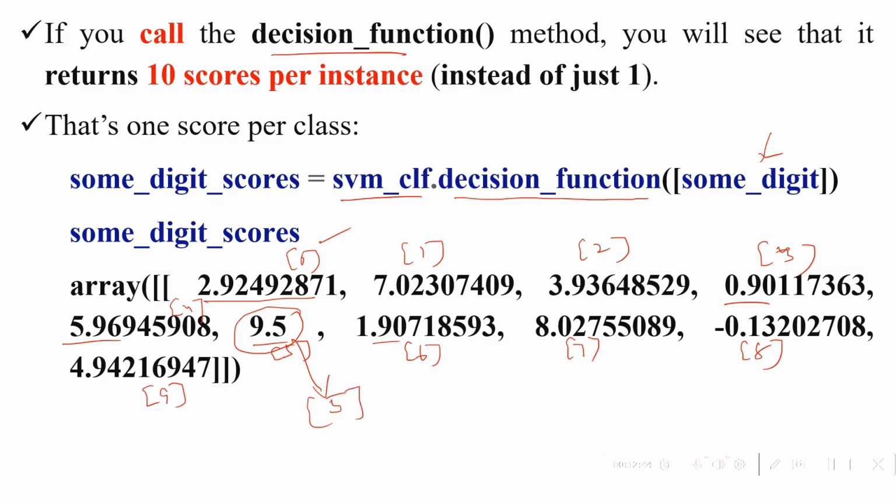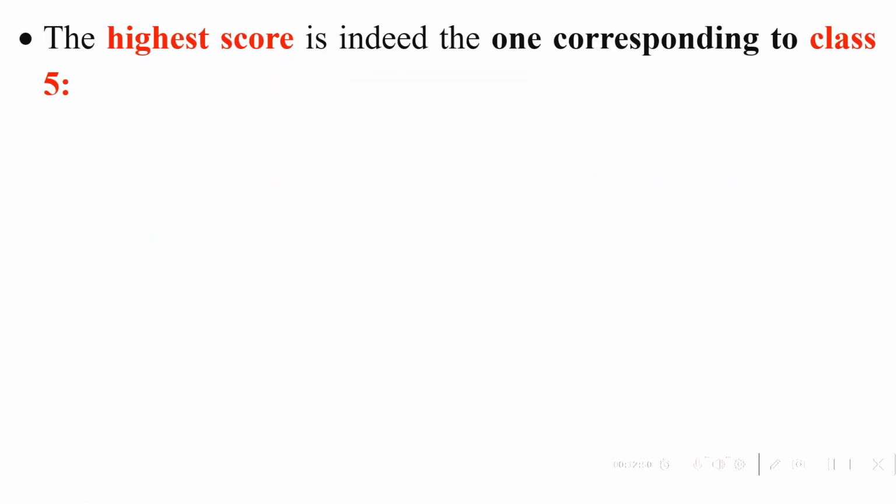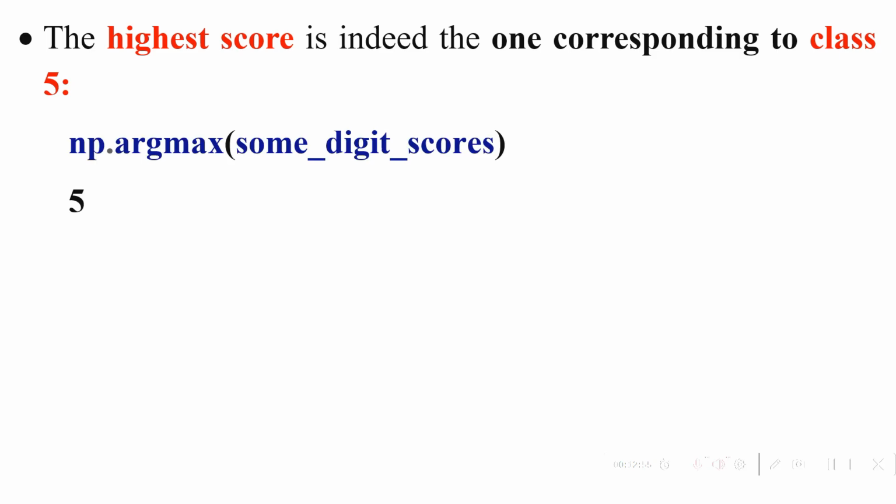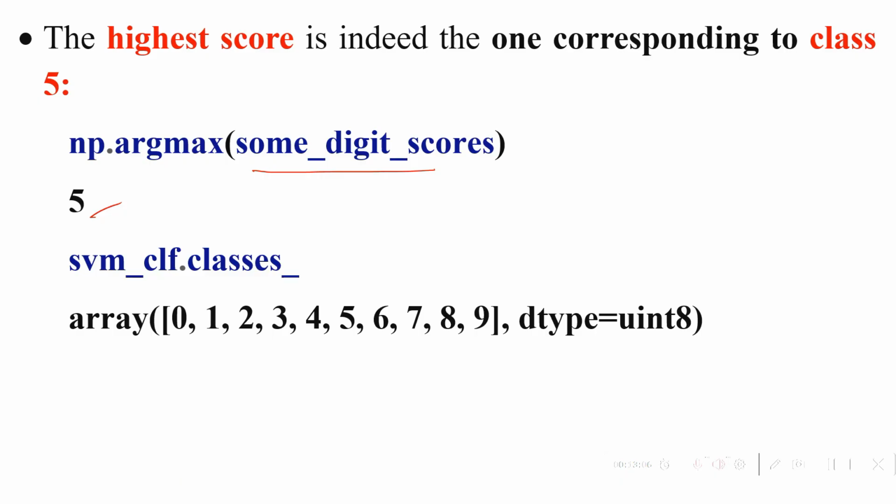That score belongs to the class for handwritten digit 5. We are going to find the class based on the decision scores. The highest score is indeed the one corresponding to the class 5. With np.argmax, we find the maximum score among the given digit scores for some_digit, and the output is 5. The svm classes attribute contains the classes 0 1 2 3 4 5 6 7 8 and 9. So the maximum class is 5, and the output is the corresponding class label 5.